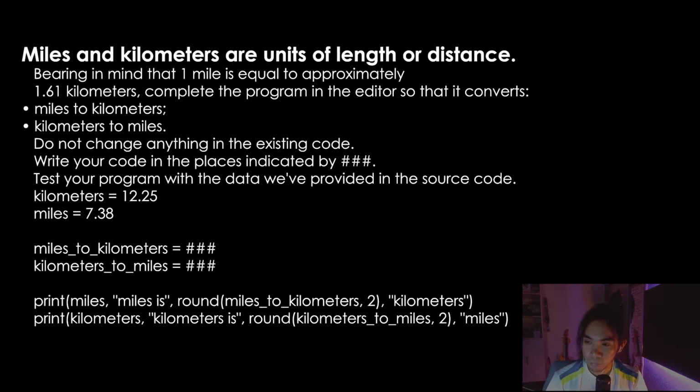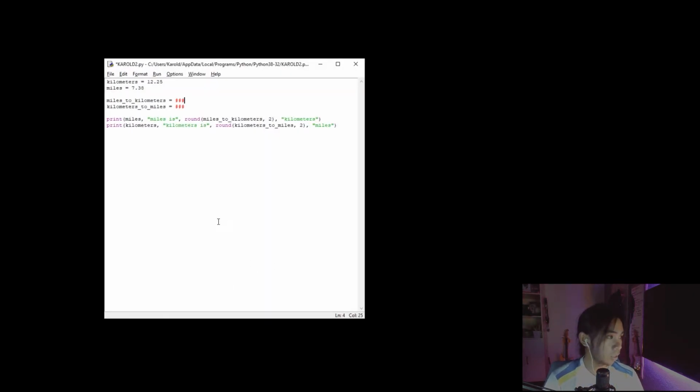Now for our second example, miles and kilometers are units of length or distance. Bearing in mind that 1 mile is equal to approximately 1.61 kilometers, complete the program in the editor so that it converts miles to kilometers and kilometers to miles. In this example, there's already source code given to us, so let's take a look at it. The given kilometers is 12.25, and the miles is 7.38.